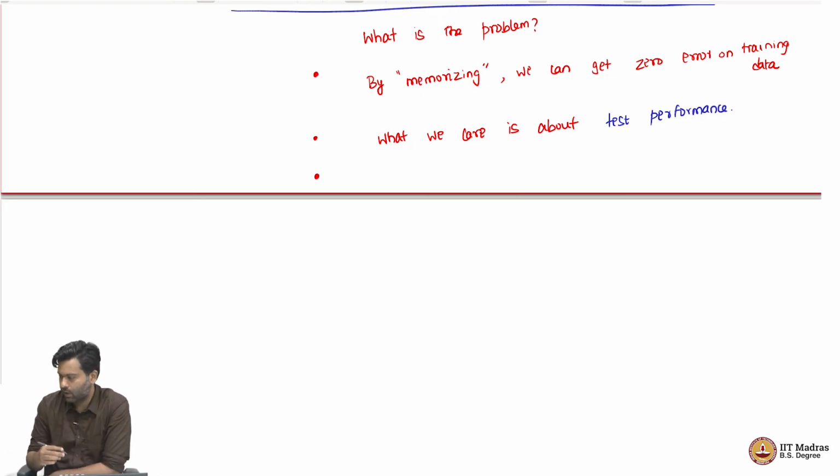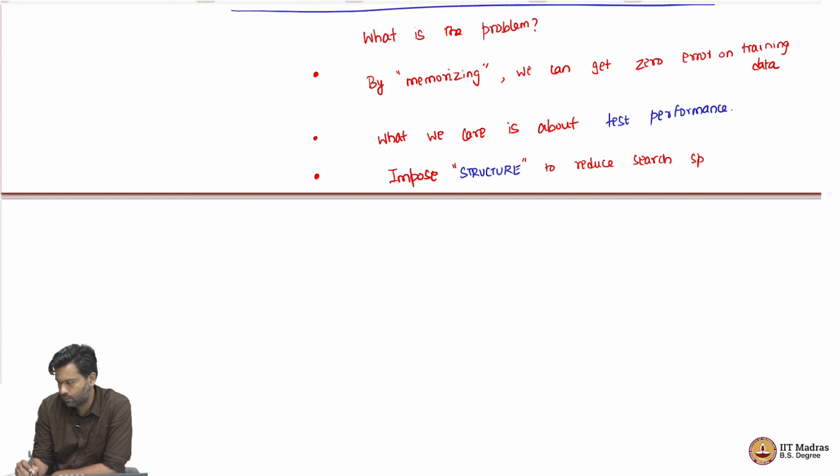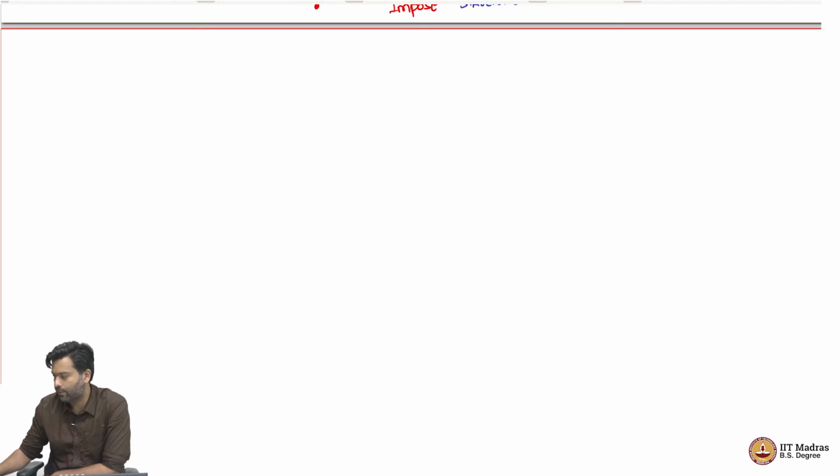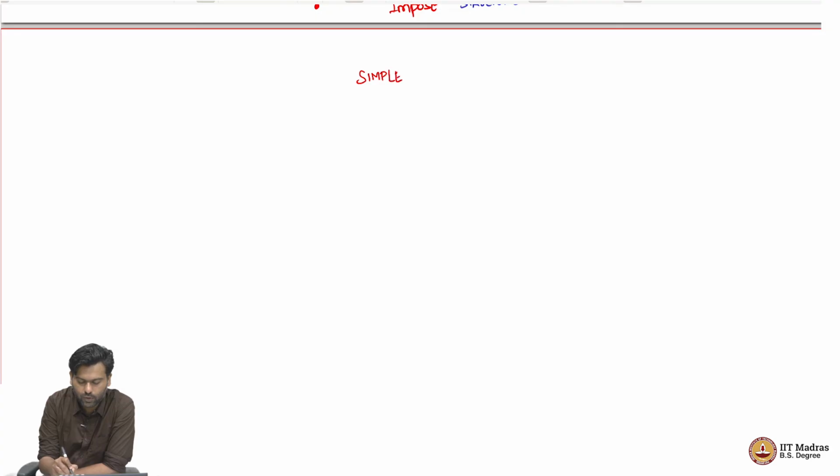Let me make it a little bit more clear now. Basically, our goal now is to somehow say that we will still live with the squared error, but we will impose some structure. Let me use a different color to highlight this. We will impose a structure to reduce our search space. Now, what is the simplest structure that you can think of that maps RD to R? Well, one simplest structure that we could impose is the linear structure.